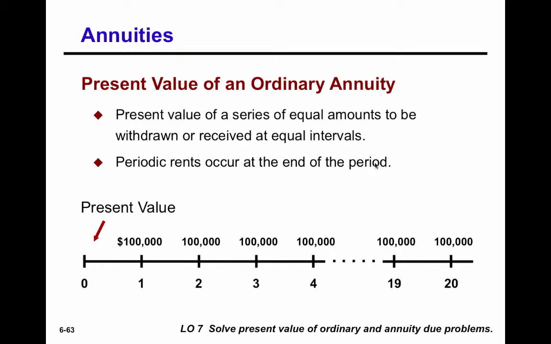All right, next, again, we're going to turn this around as we did with the single sum problems and talk about the present value of an annuity. When we talk about the present value of an annuity, again, it can be an ordinary annuity or an annuity due. First, we're going to discuss this from the perspective of the ordinary annuity, where the payments occur at the end of each individual period.